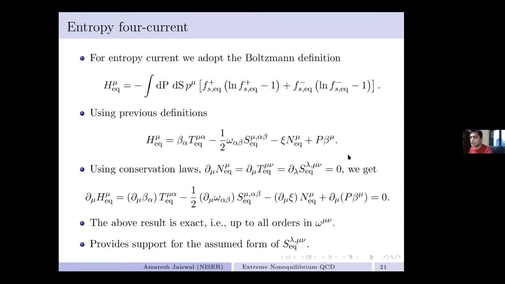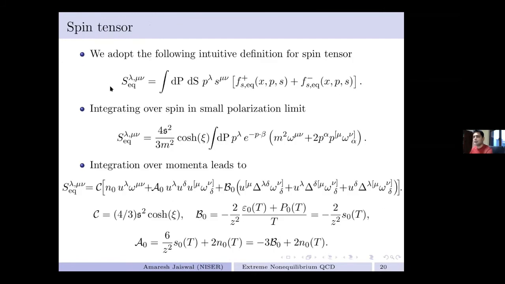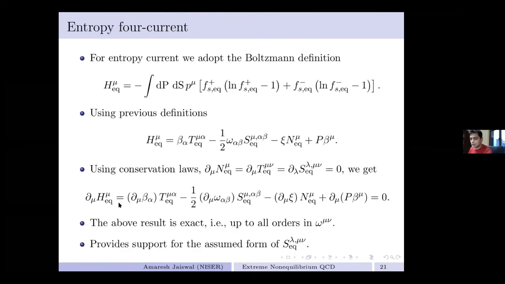Using the conservation laws in equilibrium, we see that the entropy four-current is indeed conserved. That involves the contribution from spin to the entropy four-current and the conservation of the spin current. Everything turns out quite neatly, so the definition that we had for S lambda mu nu must be consistent. This is exact and holds up to all orders in omega, and this provides support for the form that we assumed for S lambda mu nu.